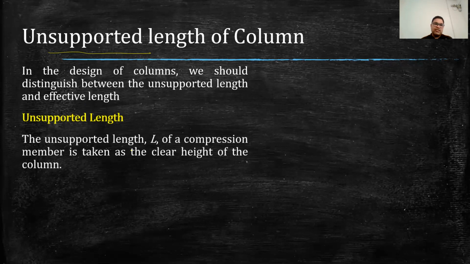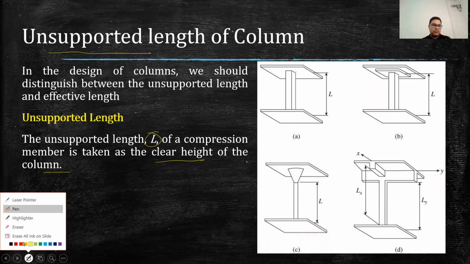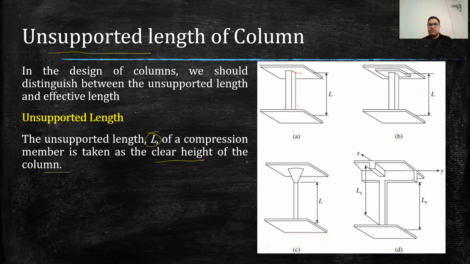So unsupported length may be represented as L, and it is generally taken as the clear height of the column. So floor to floor height is basically the unsupported length. So that we can understand with the help of this diagram. Say for example, if the flat plates are resting on the column, then in that case, this will be the unsupported length.